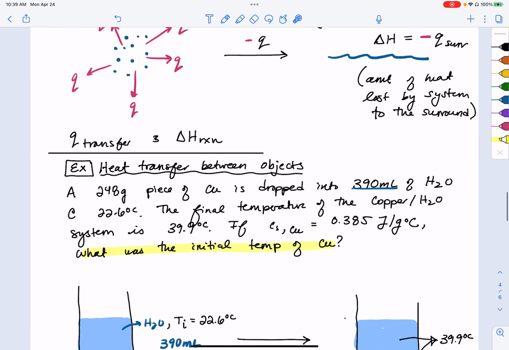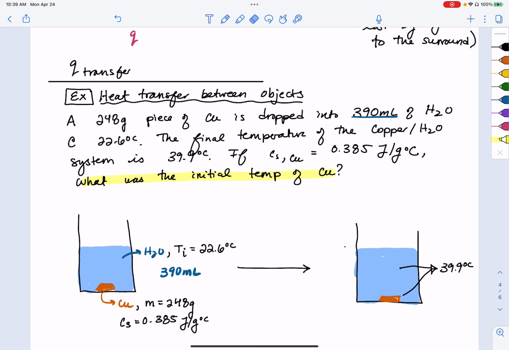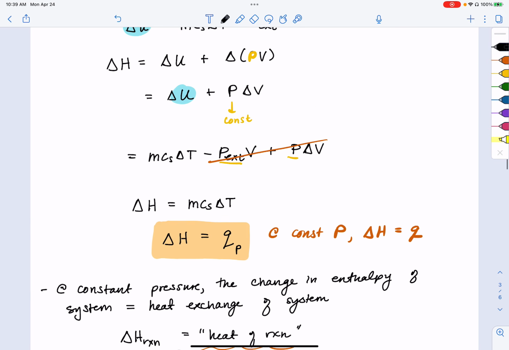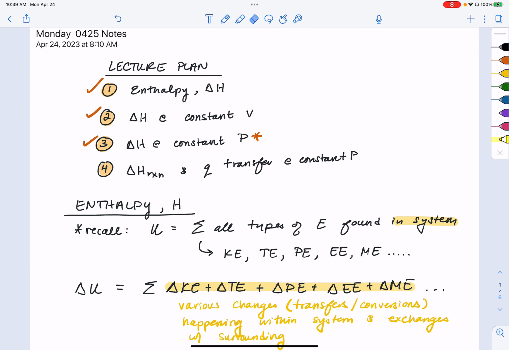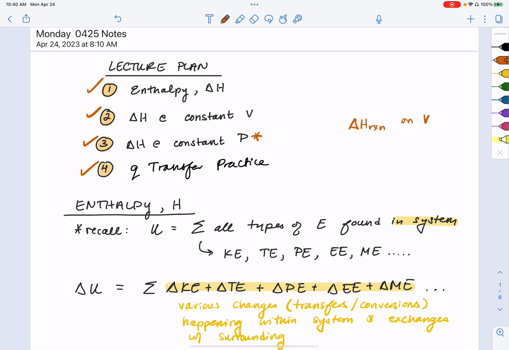And I think what I'm going to do for today is just look at some heat transfer practice like this. And then we will move on to the heat of reaction, which does involve heat transfer. Just I think it deserves a little bit more time than what I have left for this morning. So we can start calculating the enthalpy of reaction, starting up on Wednesday.